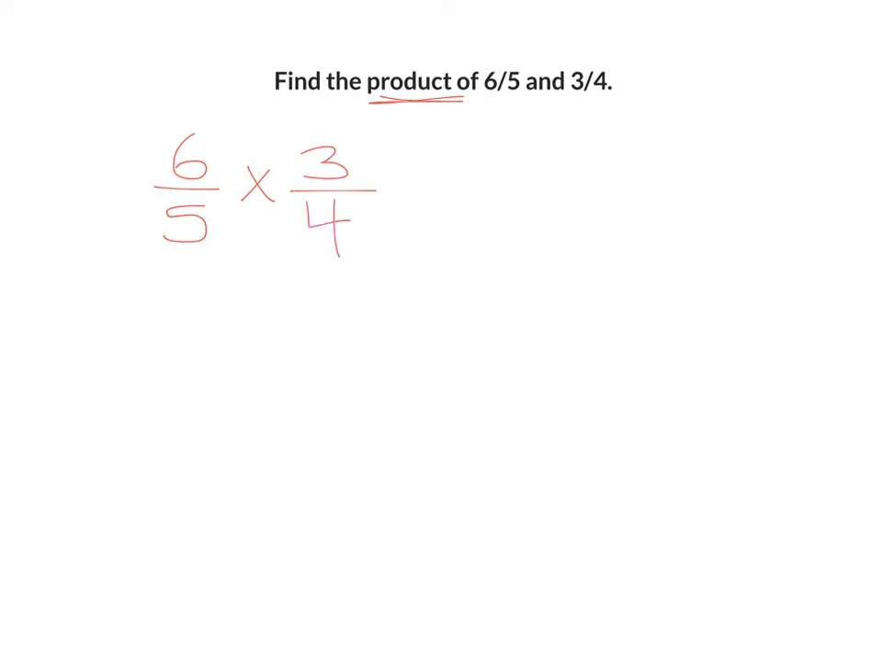And here we have our proper fraction, which means the numerator is less than the denominator. And 6/5 is our improper fraction. That's where our numerator is greater than or equal to the denominator.